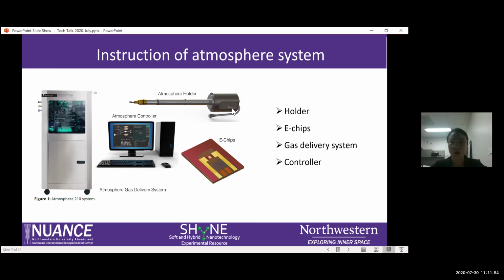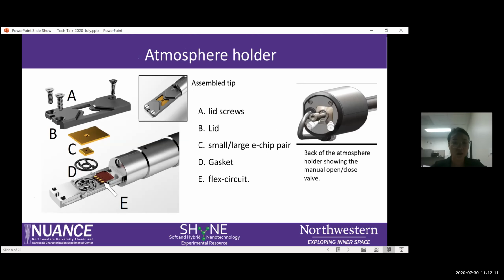This is what the holder looks like. Because this is a heating gas system, it uses electrode chips, which we call E-chips. They have the heating electrode, and they have membranes on the window area. This is how we assemble the holder. This is a zoomed-in view of the tip area, and this is how it looks when it's assembled.